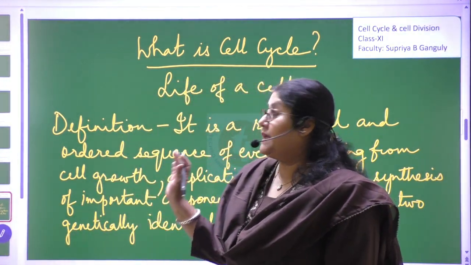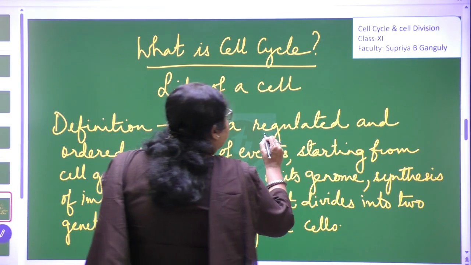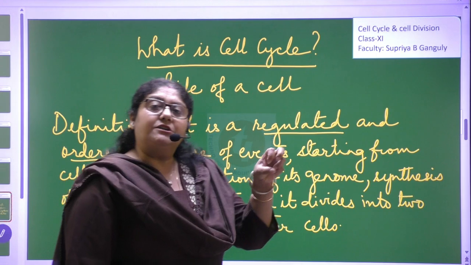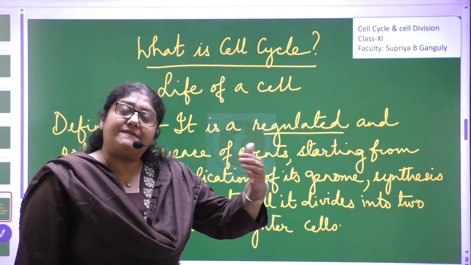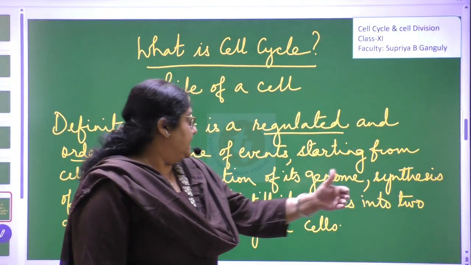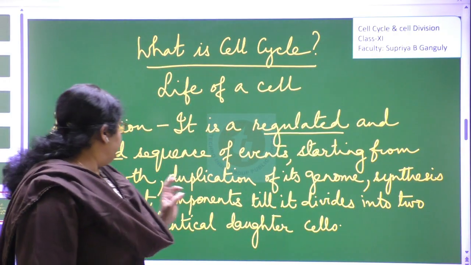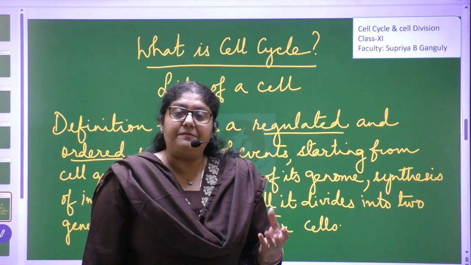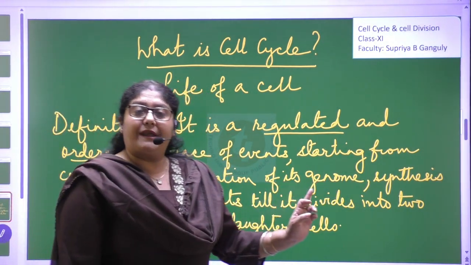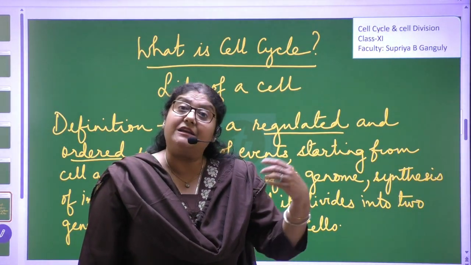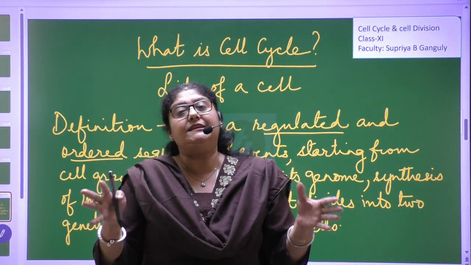Quite a big definition, and remember there are certain very important keywords which you must know to write the definition completely. So it is a regulated and ordered sequence. That means there is a control on the cell cycle, somebody is controlling the cell cycle, and it happens in an ordered sequence. That means there is a particular sequence in which the events occur one after the other. So where does it start from? When the cell is born, the cell grows in size. So first thing is the growing period. After growing, it duplicates its genome. That means whatever DNA is present in it, it will make it double. So it duplicates the genome, synthesizes important components which would be required eventually to make another cell, and then finally it divides into two genetically identical daughter cells.